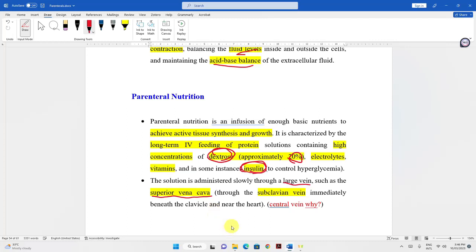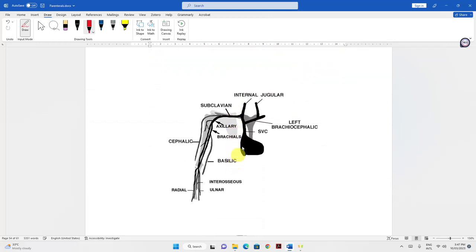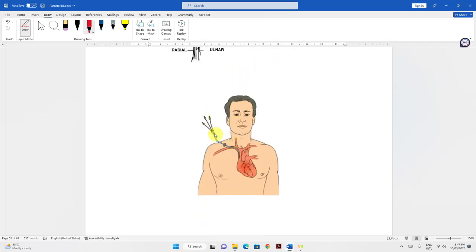Superior vena cava, now we will see we can access it through the subclavian vein. See here, this is the shoulder, and this is the subclavian vein, and this is the superior vena cava. So this is the heart here. So see, we are going into a large vein, like what you see here. We are going into a large vein.